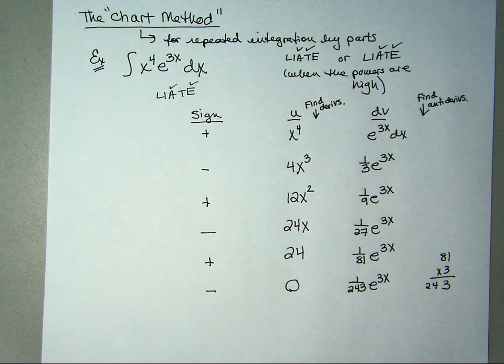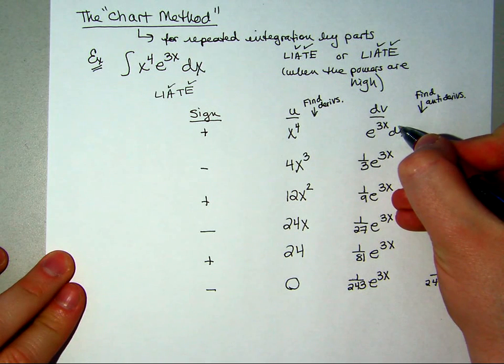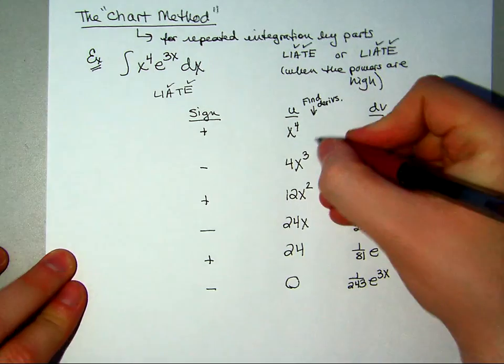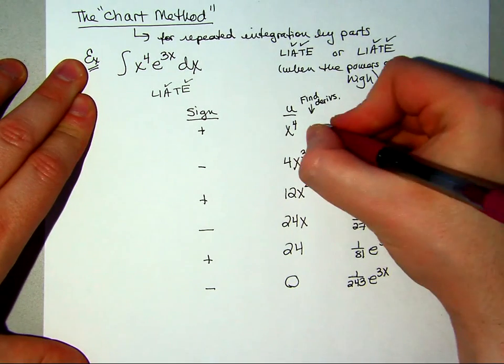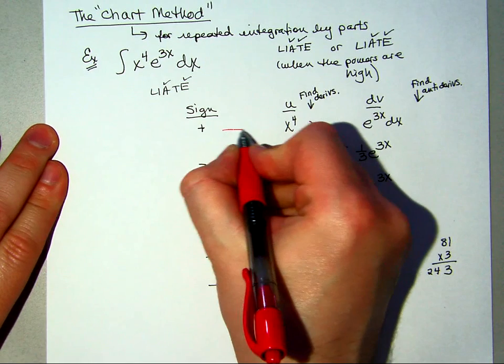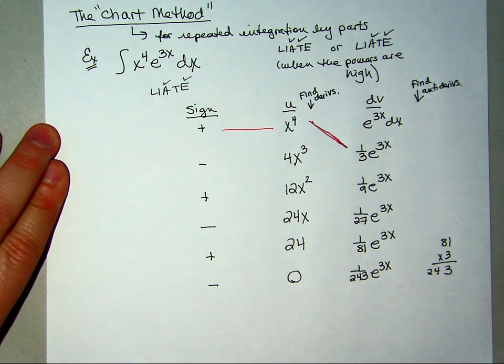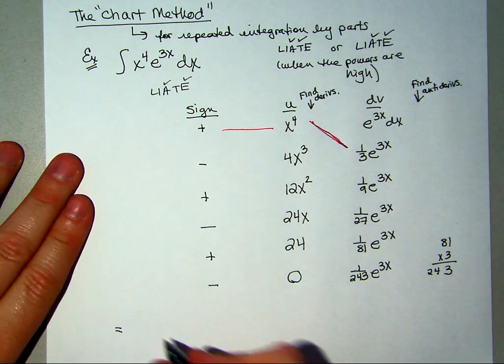Here is the fun, quick shortcut way we are going to use this chart to get the answer. Do you agree that the first answer should just be my u times v? Here's u. If this was my first dv, what is my v? One below it. My first term will be positive because of the sign: x to the 4th times 1/3 e to the 3x. I'm going to start writing out my answer. I am going to get 1/3 times x to the 4th e to the 3x.